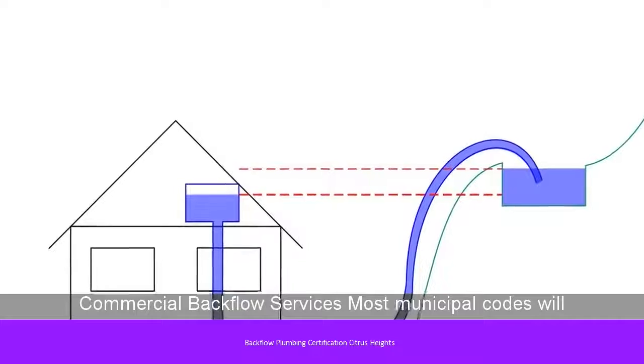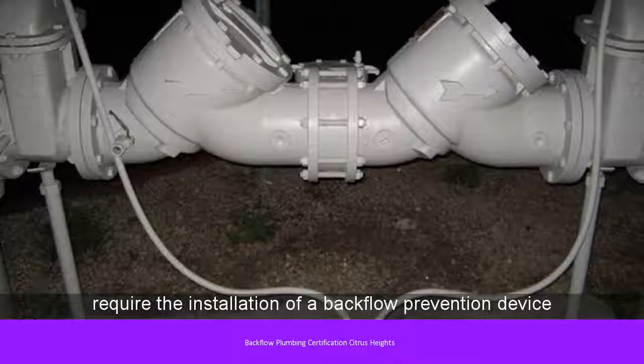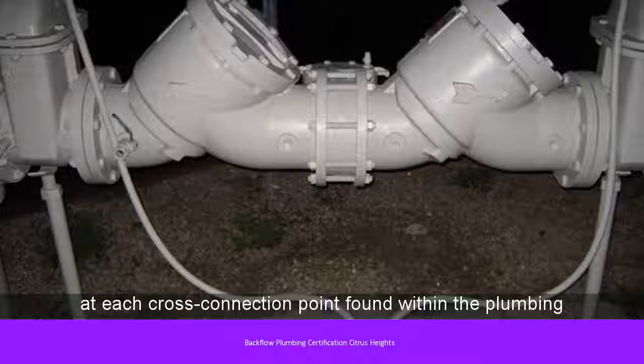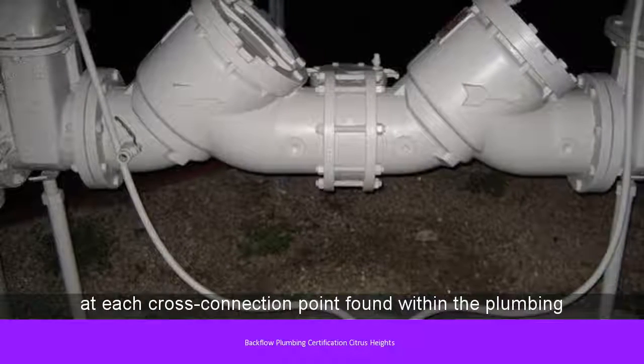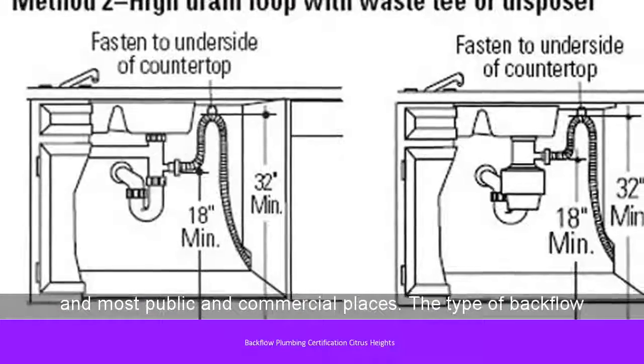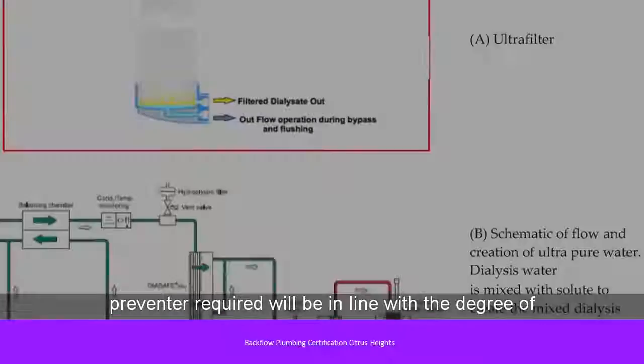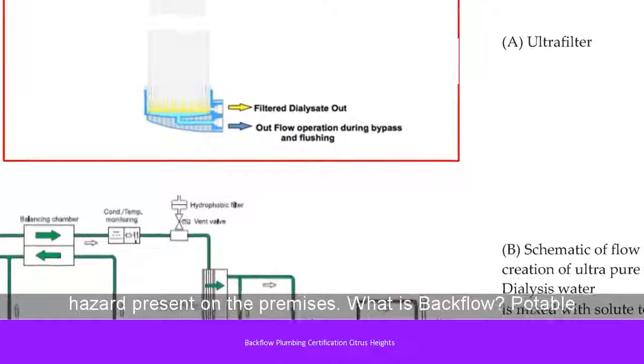Commercial backflow services. Most municipal codes will require the installation of a backflow prevention device at each cross-connection point found within the plumbing systems of apartments, condominiums, food establishments, and most public and commercial places. The type of backflow preventer required will be in line with the degree of hazard present on the premises.